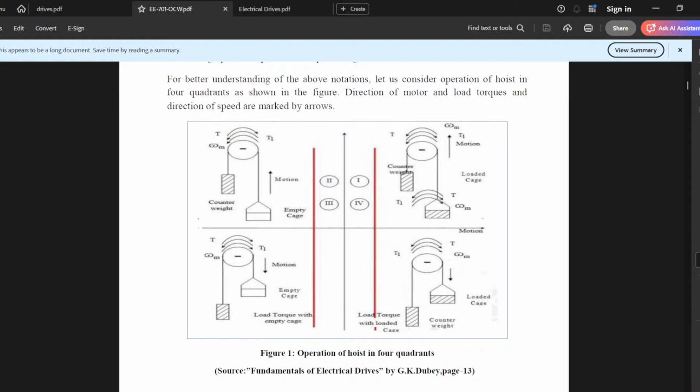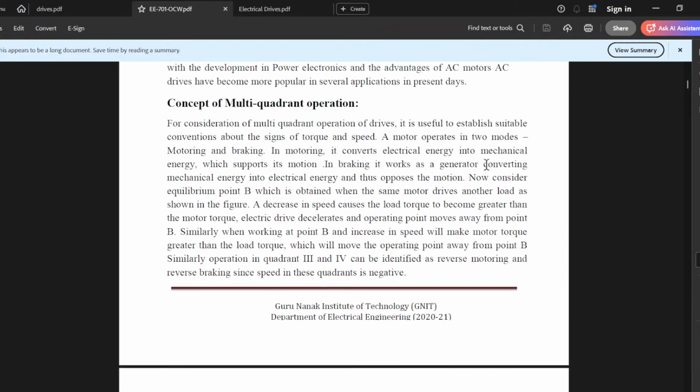Okay, I'm back. Multi quadrant operation.